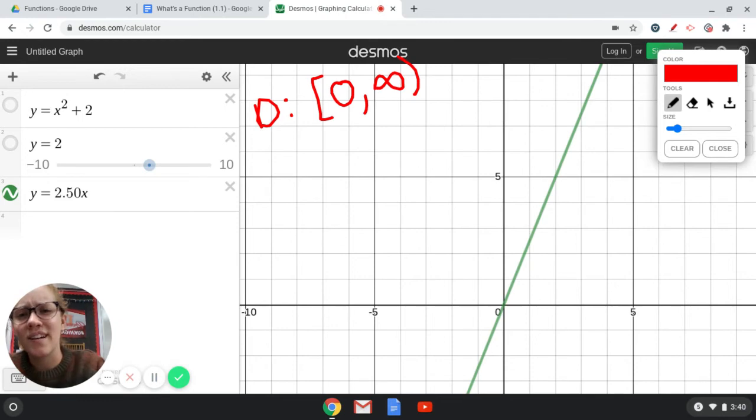Or you can write it as x is going to be greater than or equal to 0. You can write it that way too. Or you just use your words: x is greater than or equal to 0. You can write that out too. I'm okay with whatever method you prefer.